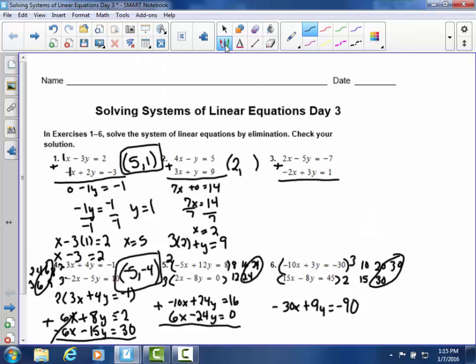If we take the 2 and we multiply it times 15, we get positive 30x. 2 times negative 8 is negative 16y. And then 2 times 45 is 90. And because they're opposites, we're going to add these together. But I'll let you take that from there.